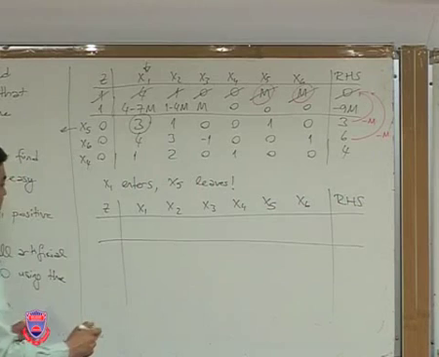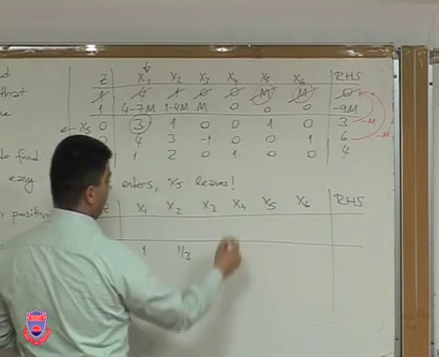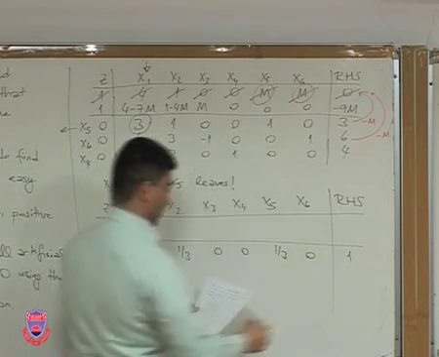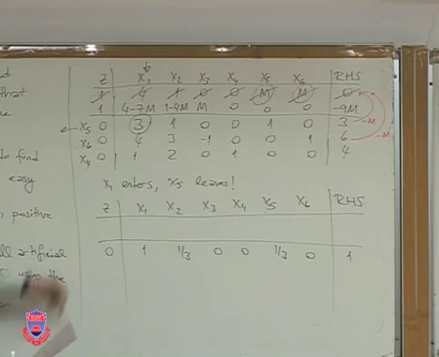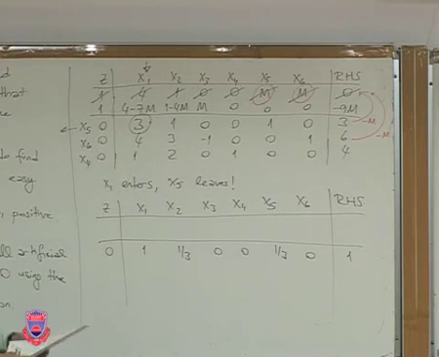So first of all, I'm going to pivot on this entry. And if I do that, I have 0, 1, 1 over 3. Divide everything by 3, basically. 0, 0, 1 over 3, 0. And the right-hand side value is 1. Then I want to zero out this entry and this entry. And similarly, I want to zero out this entry as well.